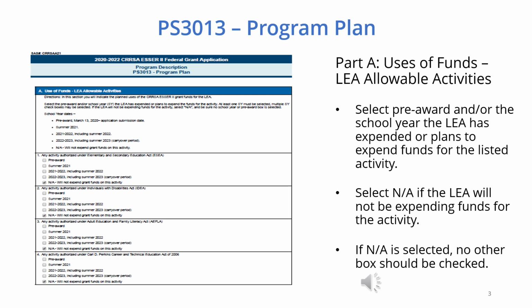The first schedule that we're going to be taking a look at is the PS 3013 program plan. Part A is the uses of funds. Use this section to indicate planned uses of ESSER 2 funds for your grant program. Select pre-award and/or the school year you have expended or plan to expend funds for each of the listed activities. Select NA if funds will not be spent on an activity. If NA is selected for an item, no other box should be checked.